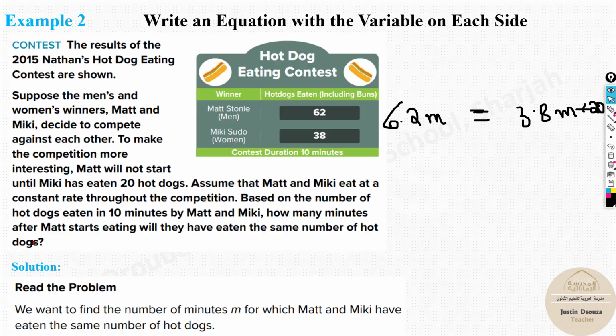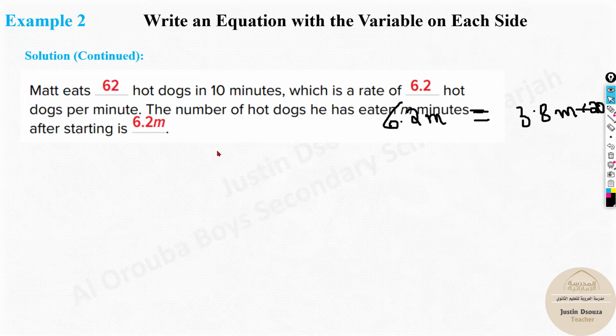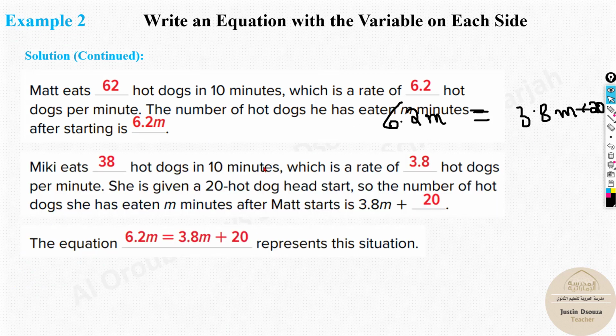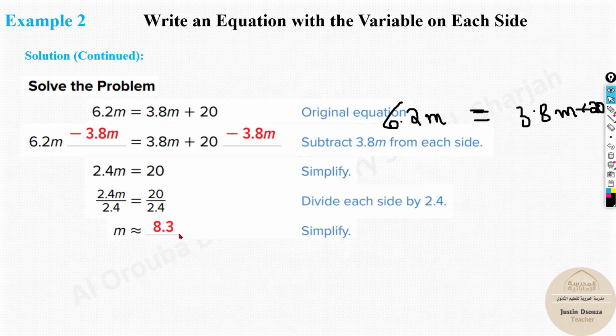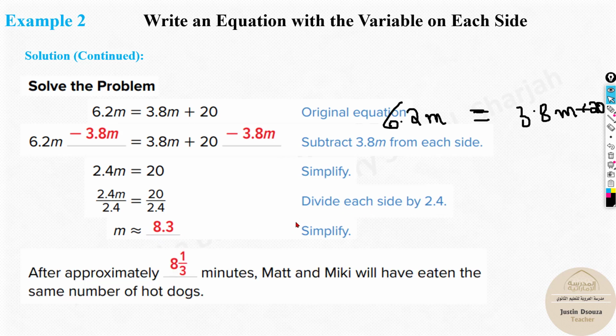Now here they have shown different ways to solve, whatever I just now told. See, this is the equation, and then you just solve that equation. Subtract 3.8m from both sides, and then you're left with 2.4m equals 20. Solve it, you will get 8.3. It's 8.333, or 8 1/3. So this is the answer. It'll be 8 minutes and 20 seconds when Matt and Mickey have eaten the same number of hot dogs.